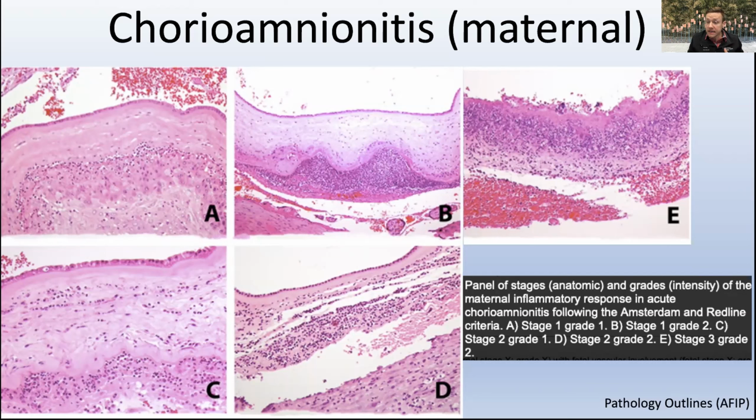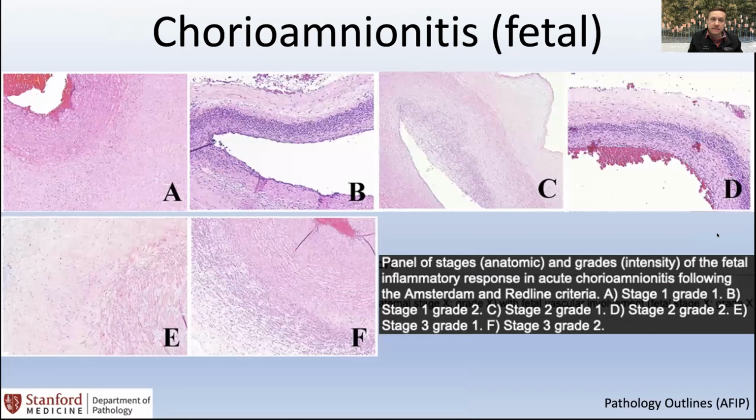And so that's what we look at when we're looking at the maternal response, and that's going to be in the membranes. But it's actually very important to look for what's called a fetal inflammatory response. And that's going to be seen more in the vessels, either the chorionic plate vessels or the umbilical vessels. So we always examine those as well.